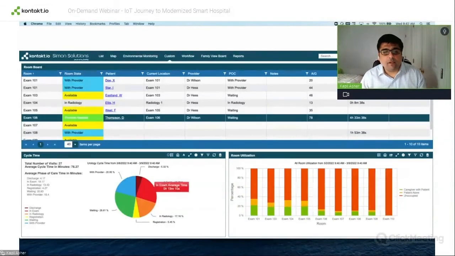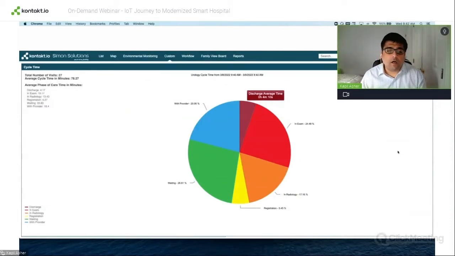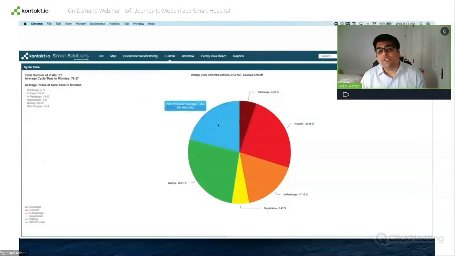And then finally, you can look at the cycle time on an average of how your patients are going through different phases of care. How long were they in waiting? How long were they with the provider? Was the discharge fast enough or not? All of this you can use for identifying those bottlenecks I was talking about and changing workflows to improve your efficiency.